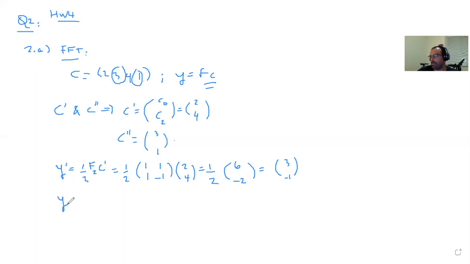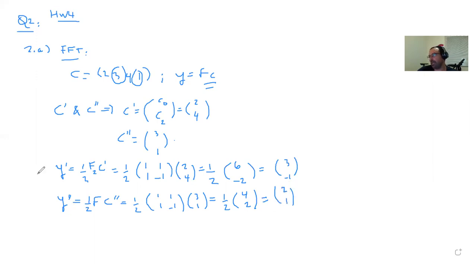This is for y prime, and of course y double prime follows the same pattern, but you multiply by C double prime. So you get half of 1, 1, 1, minus 1 by 3, 1, which means you get half of 4, 2. So now you get 2, 1. Okay, now this is step 1 of the FFT.